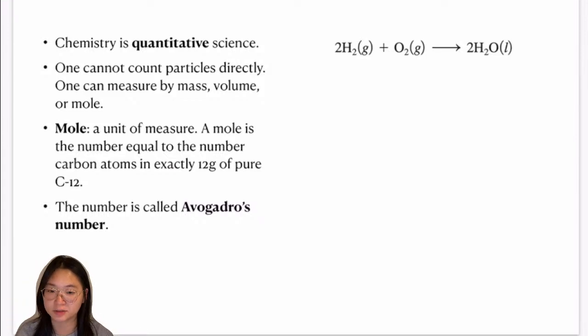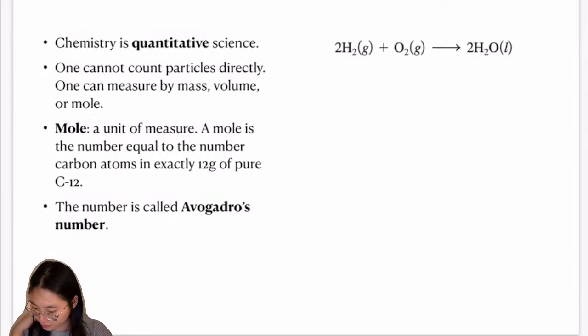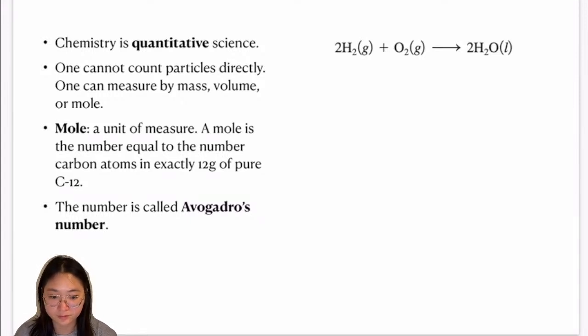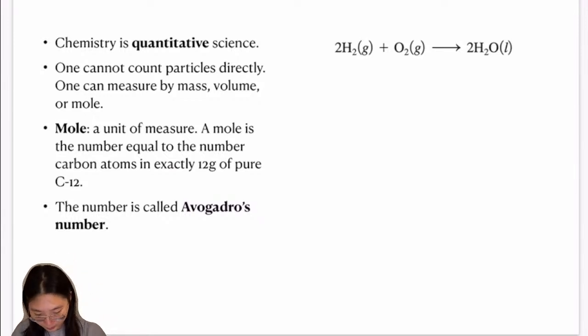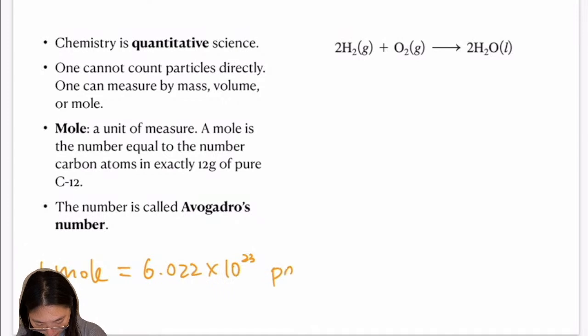So that's similar in chemistry. In chemistry, we're going to use the mole to measure the number of particles. And then 1 mole is equal to 6.022 times 10 to the 23 particles.